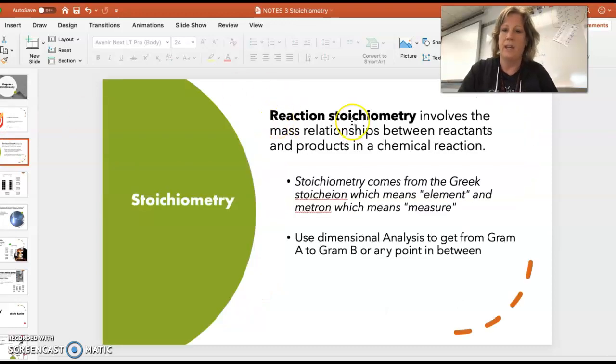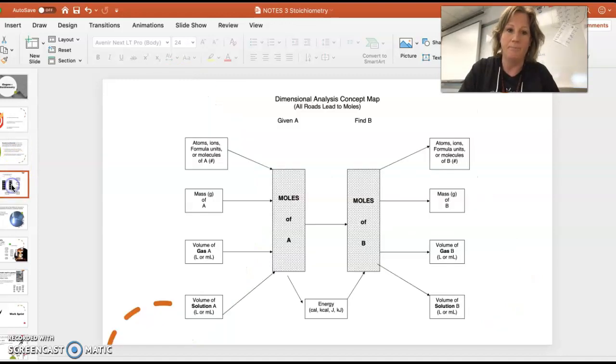So reaction stoichiometry is looking at the relationships between different substances in a chemical reaction. This definition says reactants and products and mass. It can really be anything on any two substances in a chemical reaction that you can then determine how much you're going to need to react, or how much is going to be produced or left over. So it's a way to really quantify the amounts in a chemical reaction.